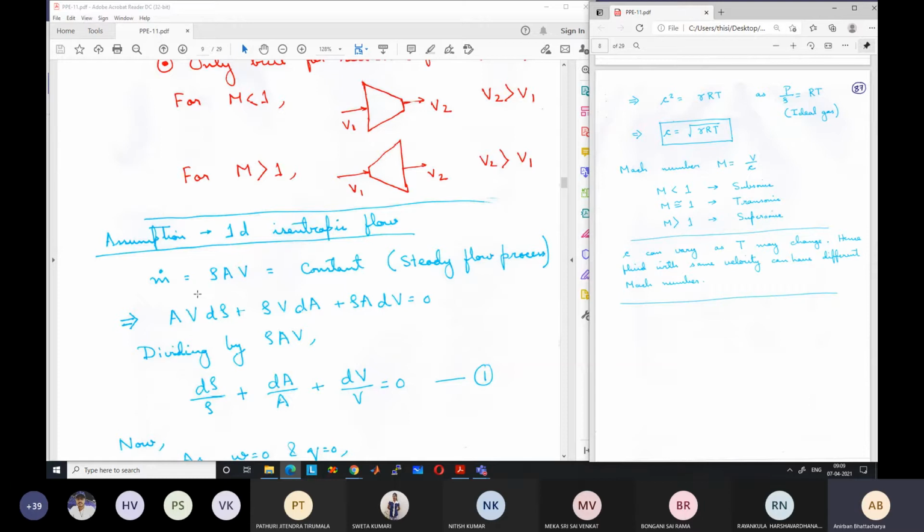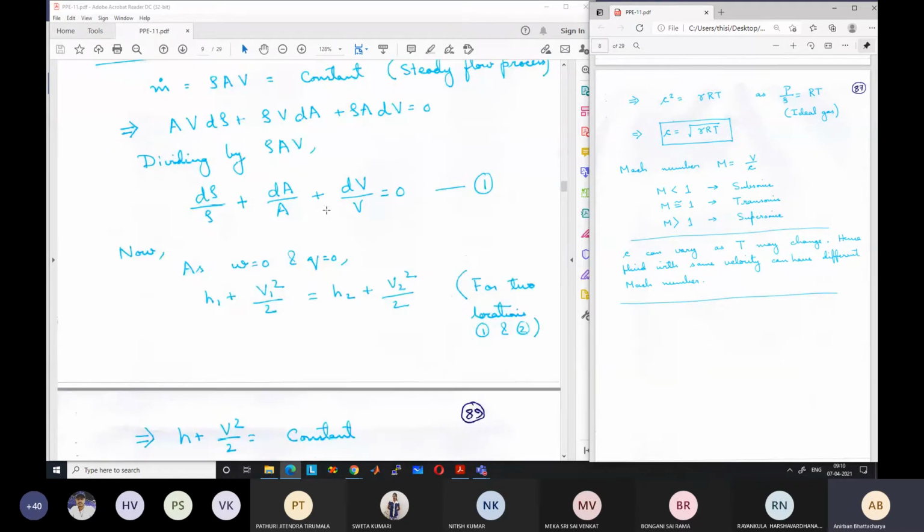Say this is our equation 1: d rho by rho plus dA by A plus dV by V. It relates how changes in area are related to changes in density and changes in velocity. We have to eliminate one of these terms to find the connection between any two variables. If we can eliminate d rho, we will find how dV changes with dA. If dA is positive, whether dV is positive or negative, we can find that if we eliminate d rho. So we will take a second equation.